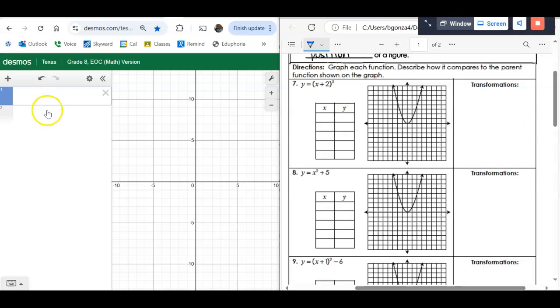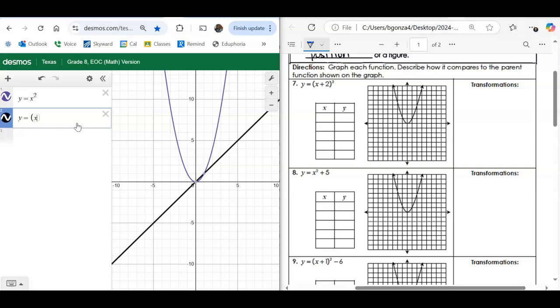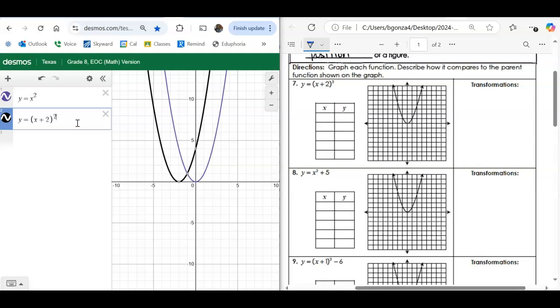So it starts the vertex right here at the origin 0, 0. Well, I'm going to do that on Desmos just so I can have it, y equals x squared. And then I'm going to have what I just saw here, y equals, in parentheses, x plus 2 squared. So you start off with this purple one. All right. And then we end up with this black one.